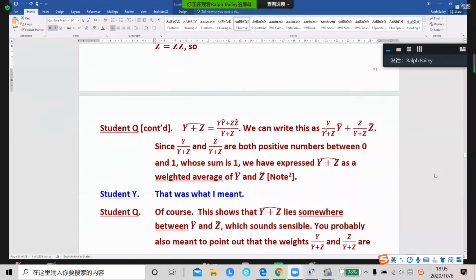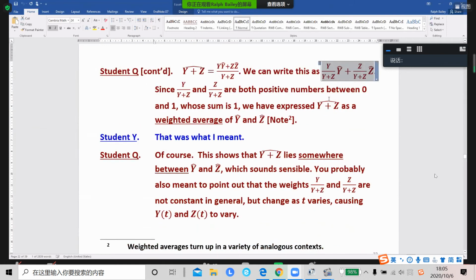Again, this is not a result that's important for the course. It's not something I want to teach you, as it were. I'm just illustrating what you can get from the methods we're learning. So we can conclude from that form that the growth of y plus z is a weighted average, or what later on we might learn to call a convex combination, of y hat and z hat. A weighted average will do for now. And a weighted average of two numbers will lie somewhere between them. But the weights will vary as time varies.